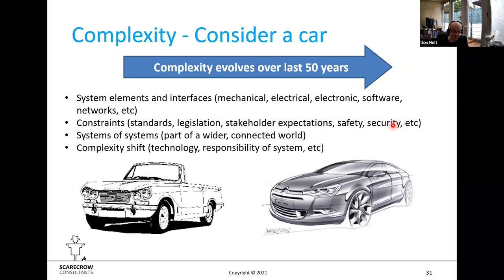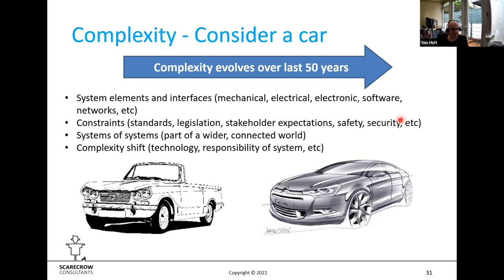We can see these reflected back into the why that we just spoke about. Also, systems of systems, we live in a connected world now, and complexity shift. Technology is shifting away from internal combustion engines, for example, to electric motors. The responsibility is shifting away from me as the driver making decisions here to the actual system making decisions. So what we've seen is over the last 50 years, this complexity has evolved enormously.